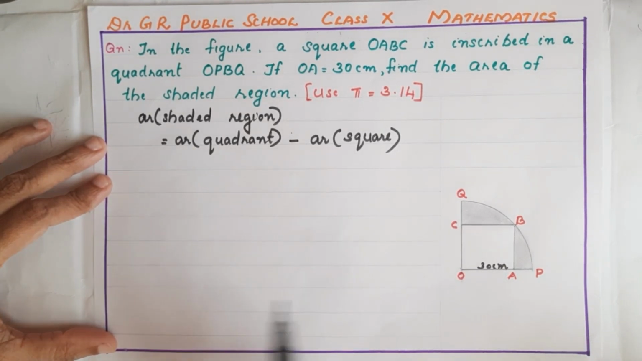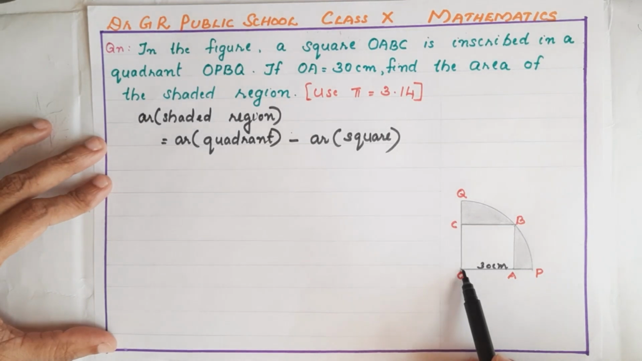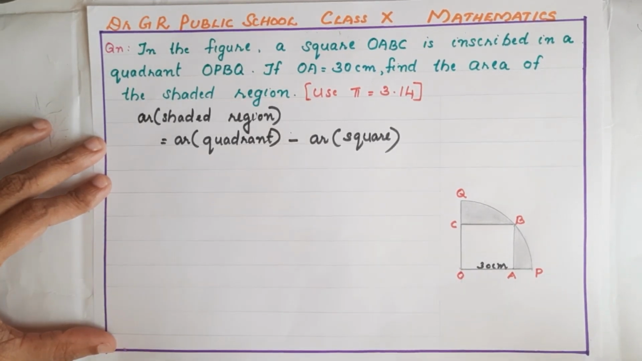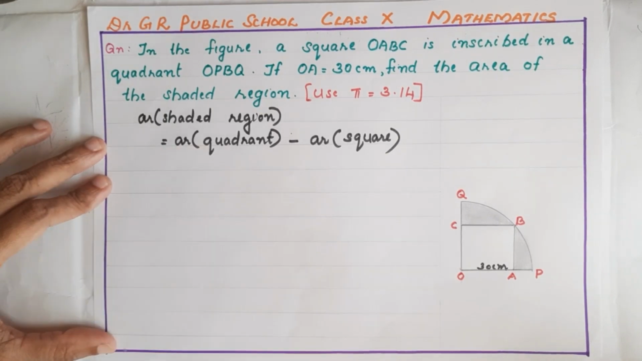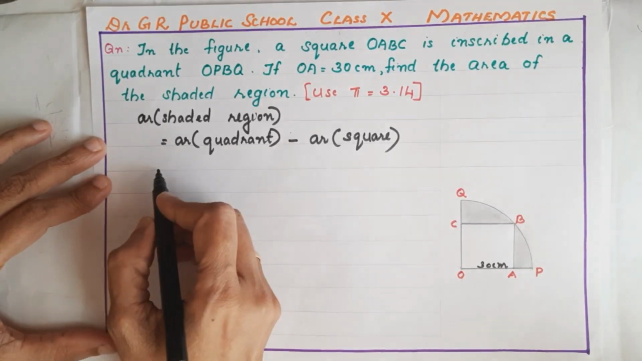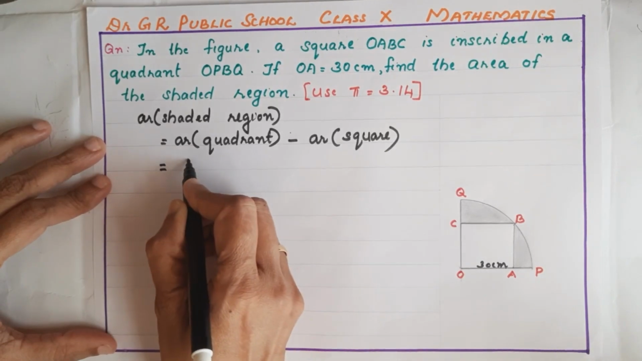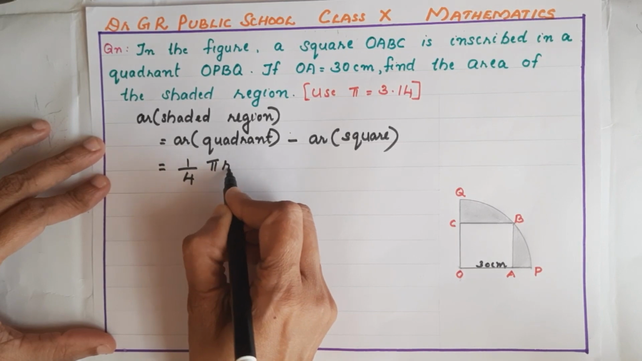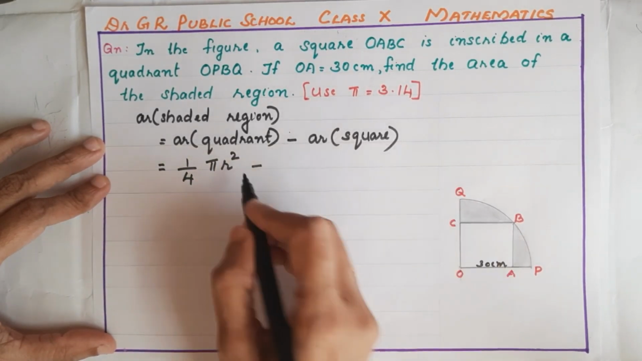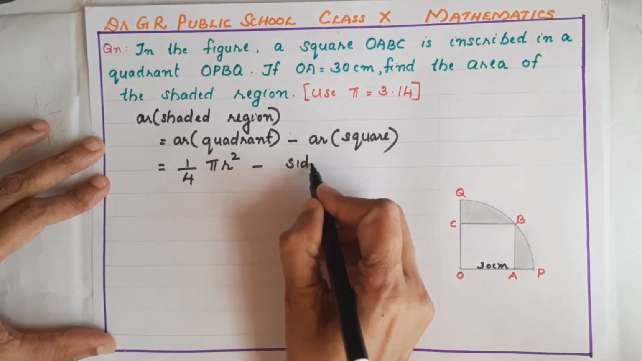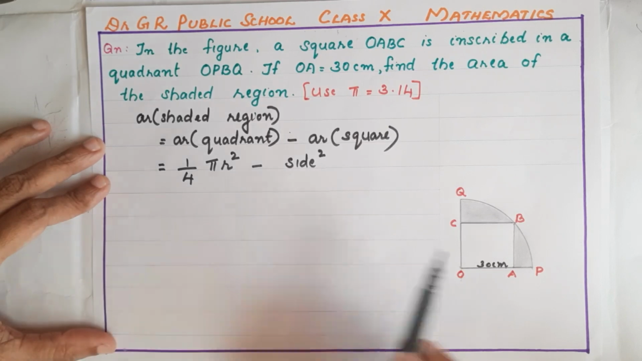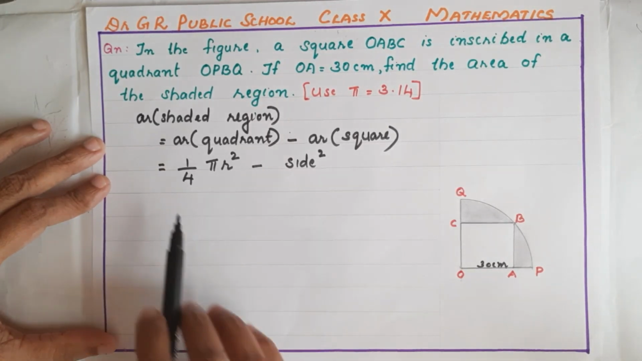What is the formula? Area of square is side into side. Is side given? Yes, OA is the side of the square. So we can find out side into side. 30 into 30 we can find out. Now area of quadrant. What is the formula area of quadrant? Area of quadrant formula 1 by 4 pi r square, minus area of square is side into side or side square. Okay. Now side square we can find out.